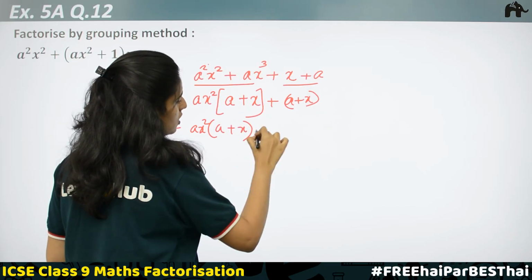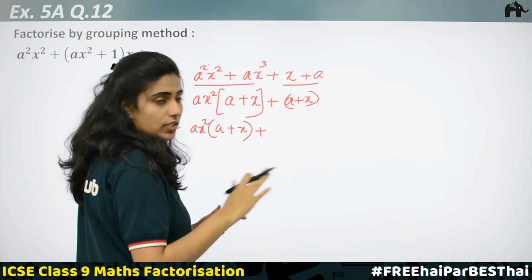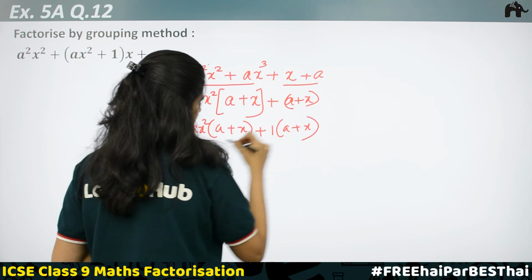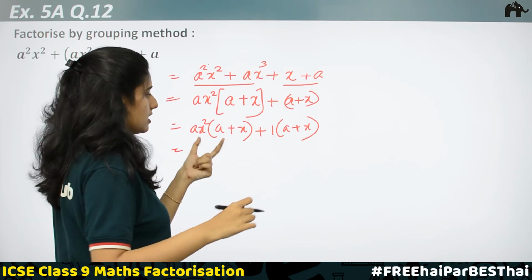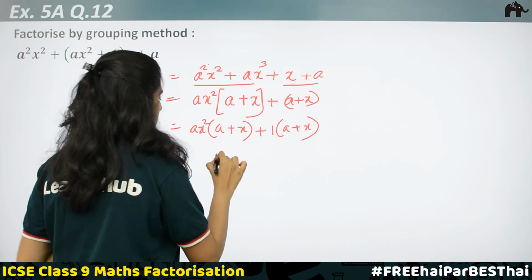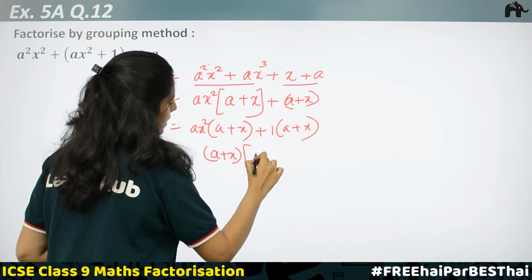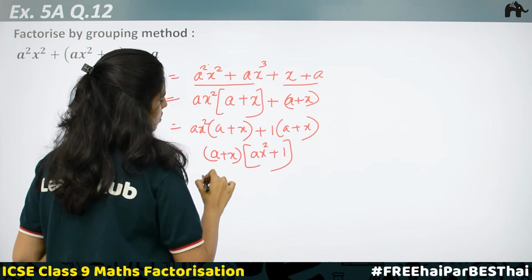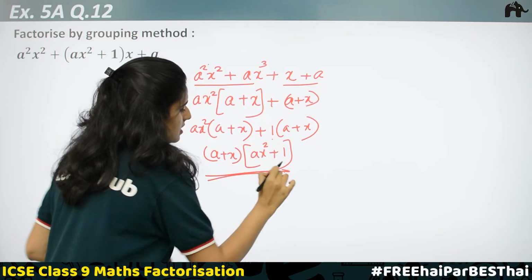So here what is common? Except 1, there is no other common factor. So 1 is taken out, then a plus x. Okay. Now, find the common factor in both these terms. a plus x is common. Taking out a plus x into, here remaining we have ax² and here it is 1. So a plus x into ax² plus 1. This is your answer.